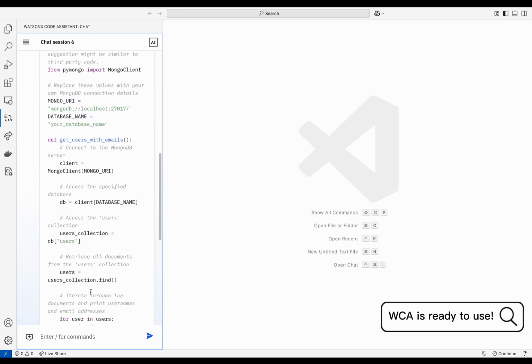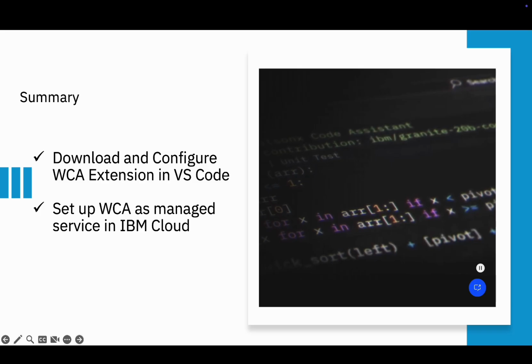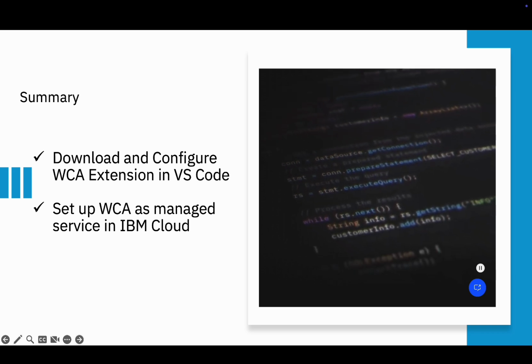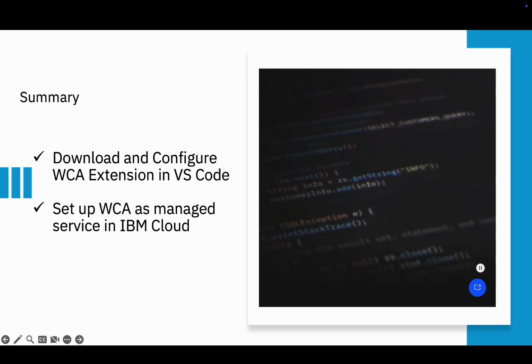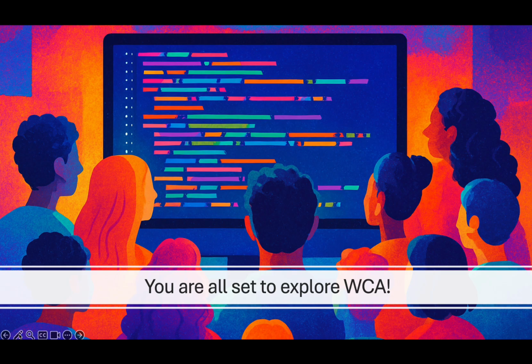That's it for this video. We talked about how you can configure the WCA extension in your VS Code, which will leverage the managed WCA service on IBM Cloud. What we didn't cover is all the amazing functionalities WCA could offer. Since you already have the VS Code extension configured on your desktop, I will leave that to you to explore.